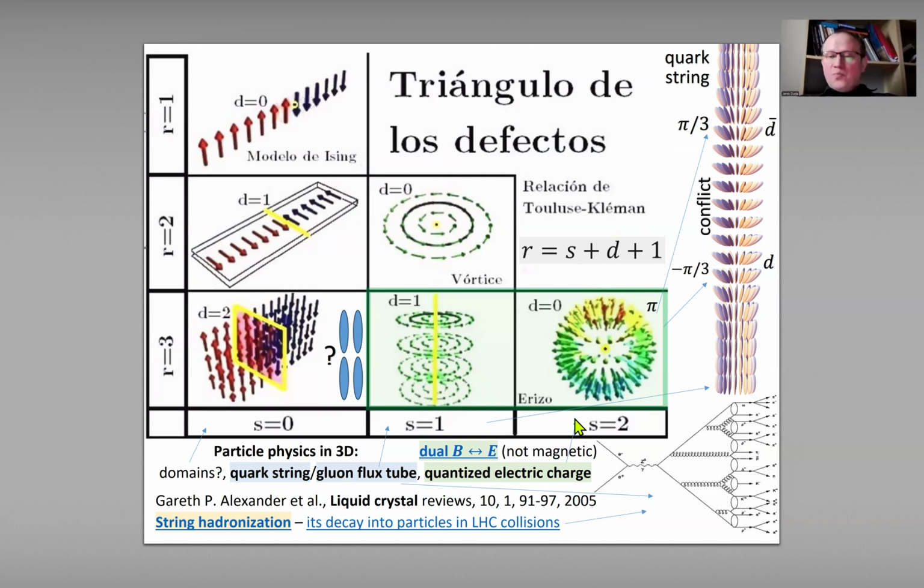One is these point-like defects. In the dual formulation, as mentioned, we interpret them not as magnetic monopoles, but as electric monopoles. So this is our charge. But we also need the vortices. It is hard to avoid them, and there are many arguments. They are also crucial in fundamental physics. In microscopic physics, they are often interpreted as so-called gluon flux tubes, quark strings, connecting a quark-antiquark pair.